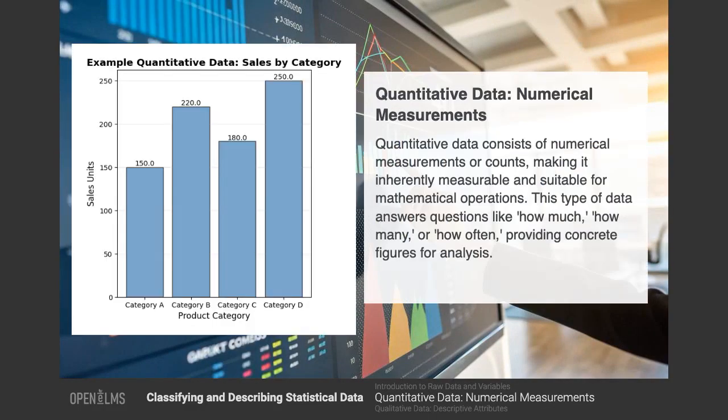Quantitative data, numerical measurements. Quantitative data consists of numerical measurements or counts, making it inherently measurable and suitable for mathematical operations. This type of data answers questions like how much, how many, or how often, providing concrete figures for analysis.